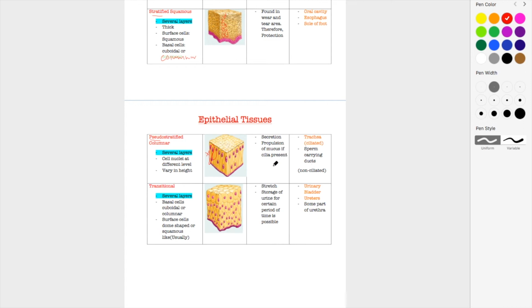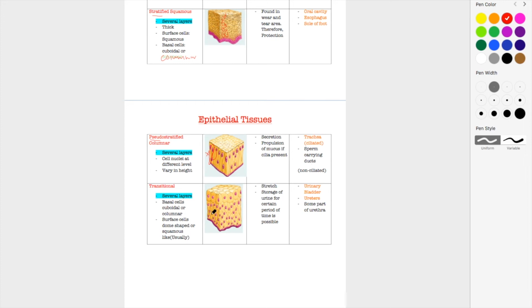Otherwise, not. And keep in mind, pseudo means false, stratified means looks like many layers. So that's the false many layers. Several layers you can have here. As you can see here, you can also have several layers, but it is not pseudostratified because these cells are of the same height. But here these cells are not the same height. They look like the same height, but they are not.